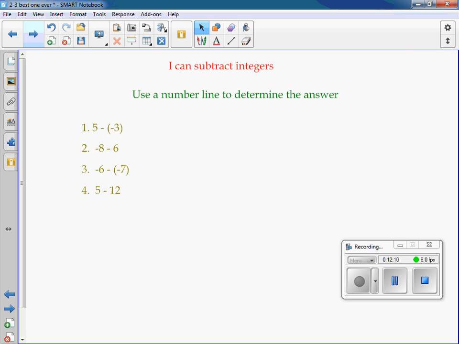could we use the number line to determine the answer? I'm going to give you a few moments to do those 4 problems right now.